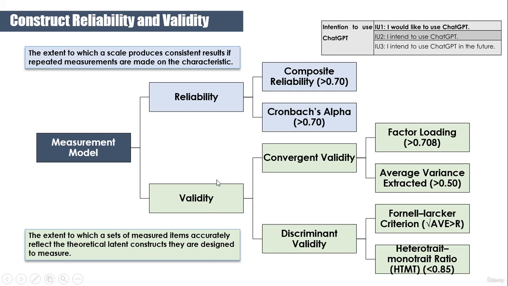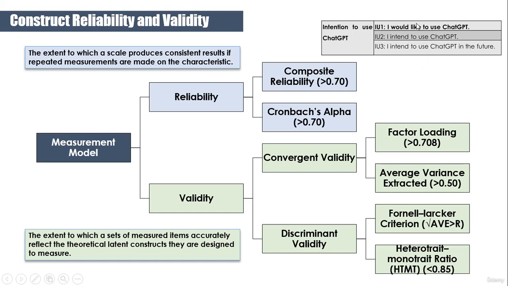So validity indicates the extent to which a set of measured items, that means these 3 items, accurately reflect the theoretical latent construct. That means whether these 3 items accurately measure the intention or not. That means how much accuracy there is, and whether they measure what they are designed to measure. If I am asking about their intention to use ChatGPT, but the questions are asking something else, at that time the scale is not valid.